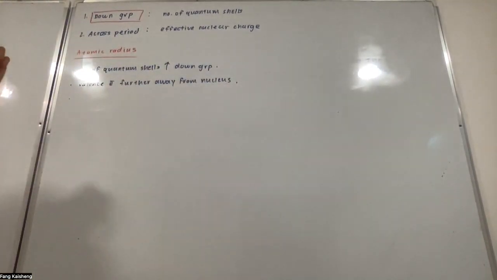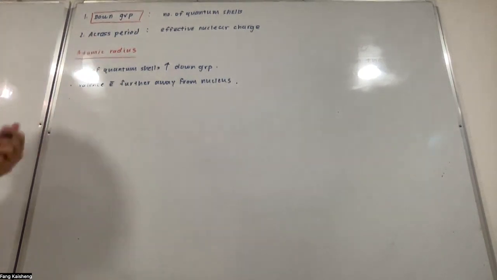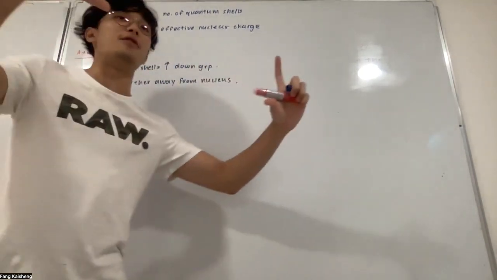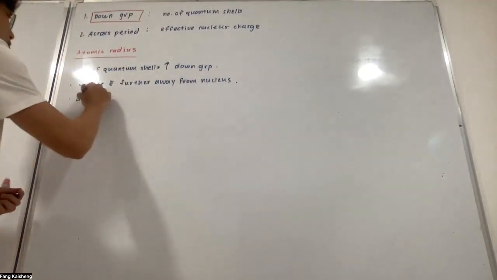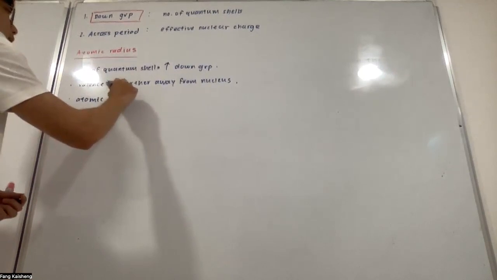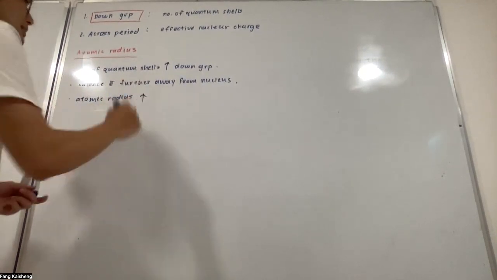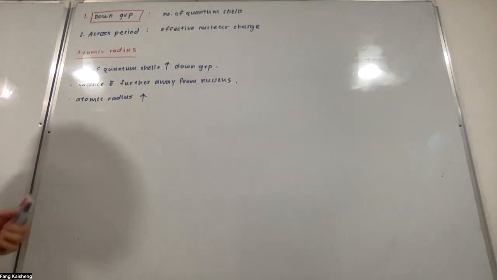nothing really to do with that. We just need to look at what we are aiming to explain, atomic radius. So it becomes further and further away. What happens to atomic radius? It just becomes bigger. So you can just tell me atomic radius increases down the group. In other words, atoms just become larger in size as you navigate down the group. So this is a very simple explanation, because nothing much over here.